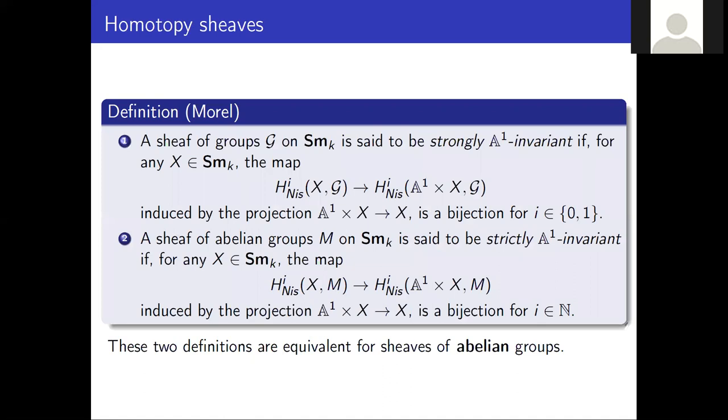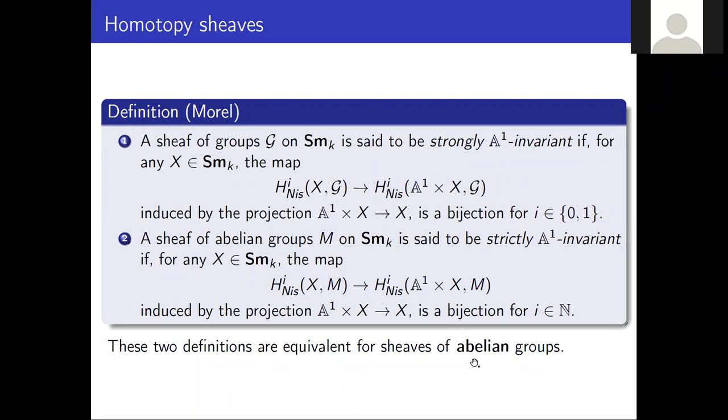So, recall some definitions of Morel. A sheaf of groups over the category of smooth schemes is strongly A1-invariant if its Nisnevich cohomology in degree 0 and 1 is A1-invariant. And if we work with abelian groups, which I do, a sheaf is said to be strictly A1-invariant if its Nisnevich cohomology in all degrees is A1-invariant. So Morel proved that these two definitions are equivalent if you work with abelian groups.